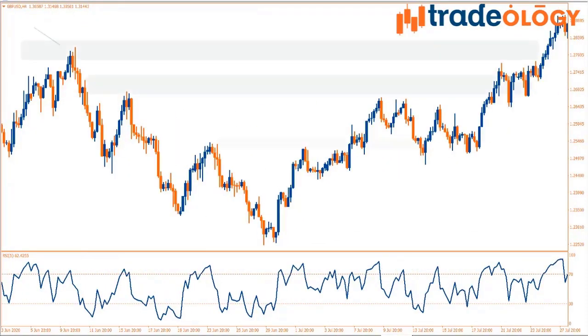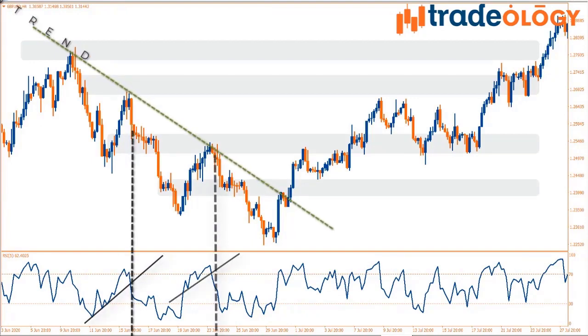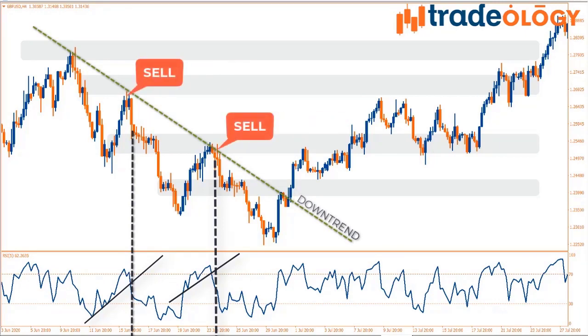So, it's important to analyze the price. You should identify key support and resistance levels, determine the main trend, and then look for RSI trendline breakout signals in the direction of that main trend.